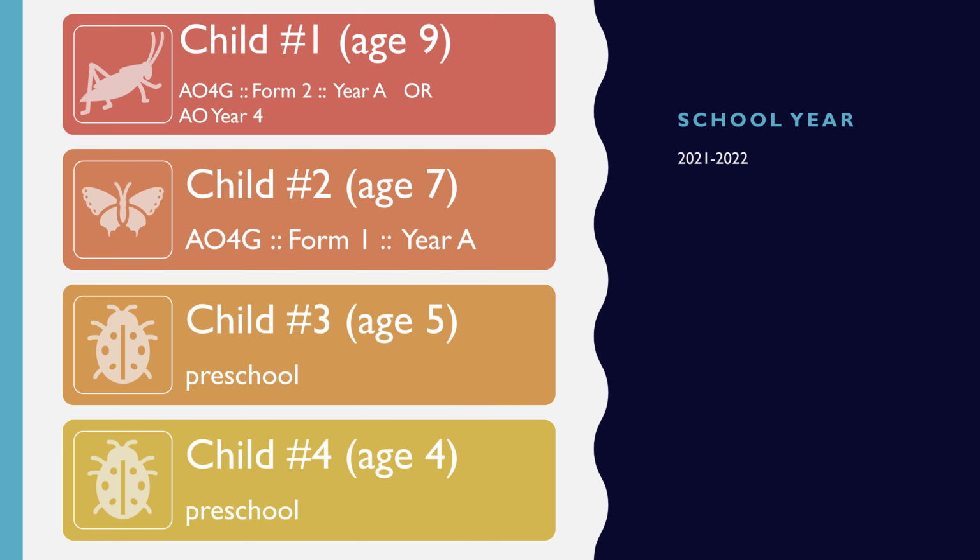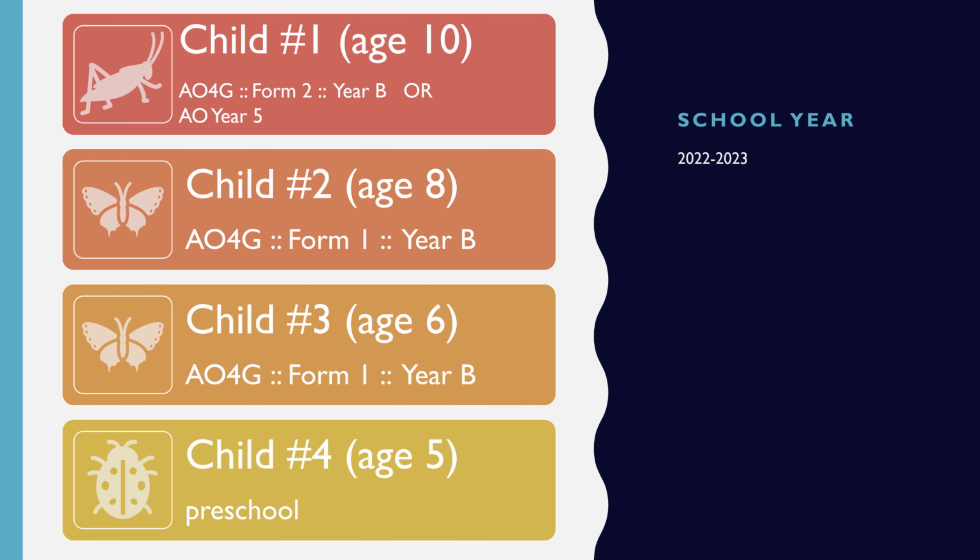This is the 2021-22 school year. Child number 1 has finished Form 1 and is entering Form 2. Okay, an option would be to just put her directly into Year 4. Okay, or if mom has decided she wants to continue with AO for groups for whatever reason, put her in Form 2 Year A. Okay, those are 2 options. Child number 2 is now definitely starting school, and she is starting Form 1 Year A. All right. So notice, child number 2, child number 1 are not together, right? Children 3 and 4, these 2 are doing preschool at this time.